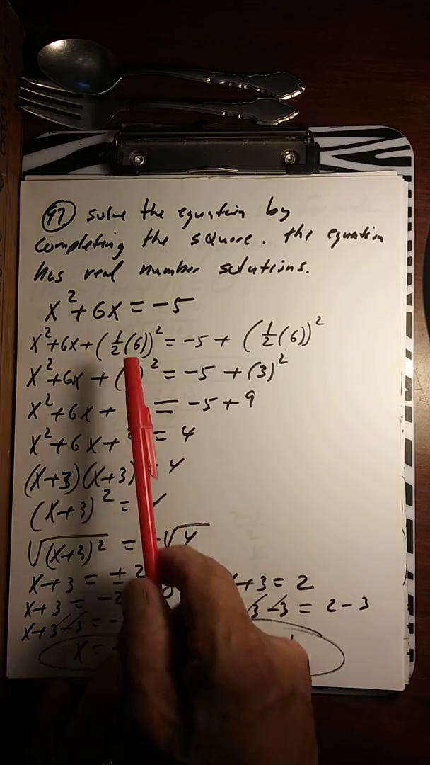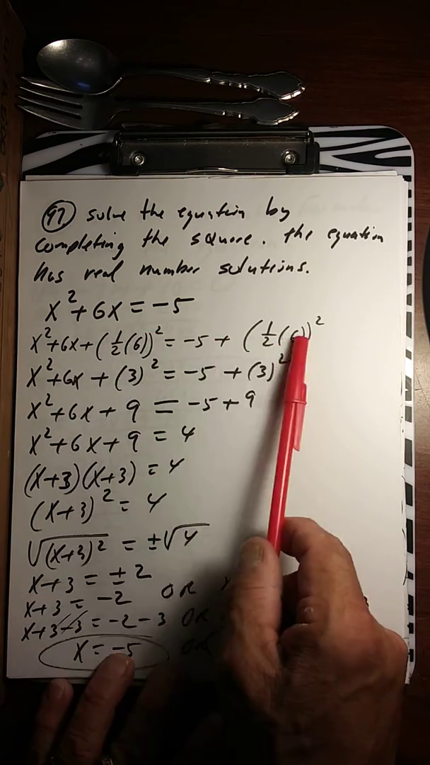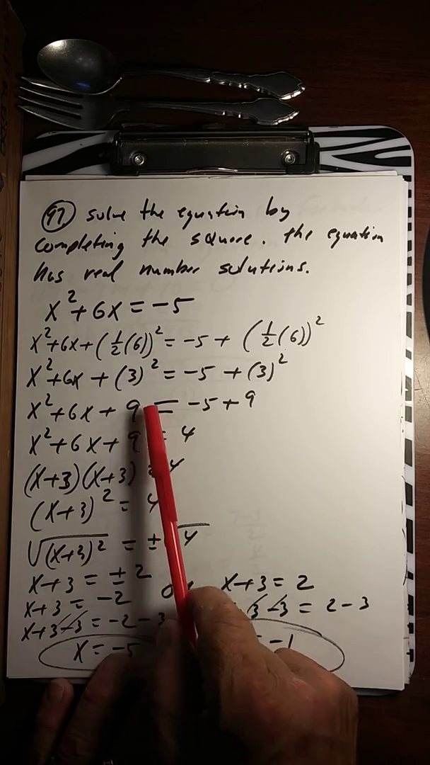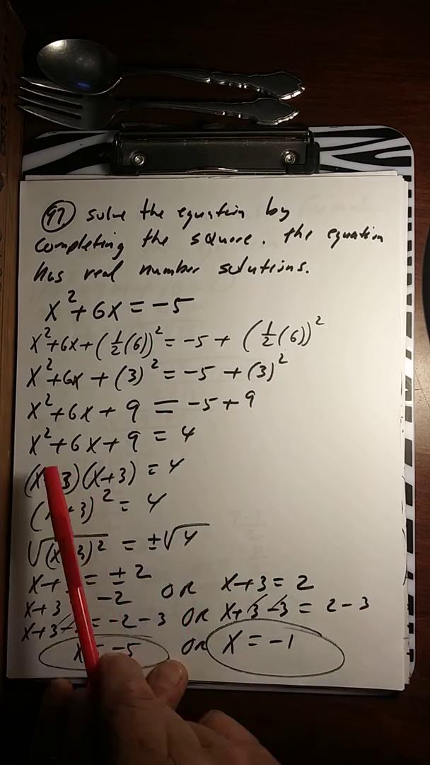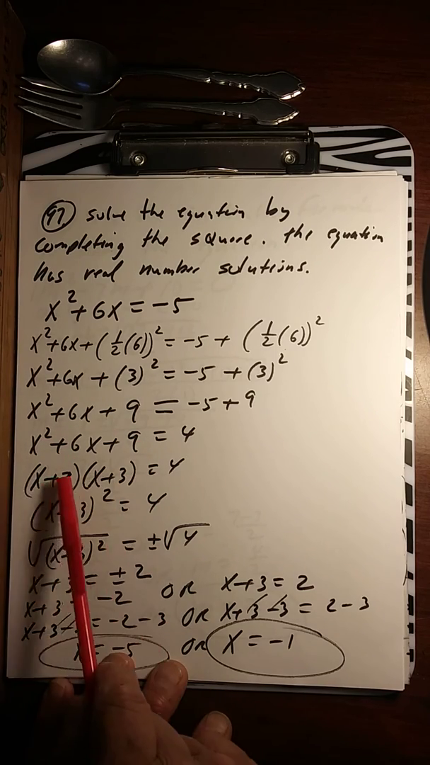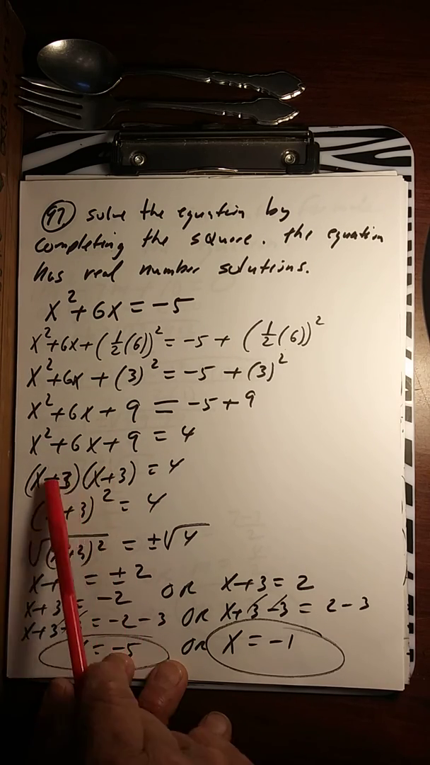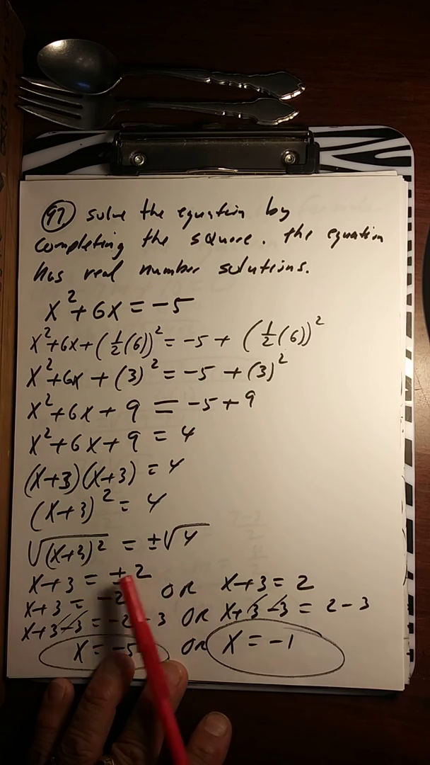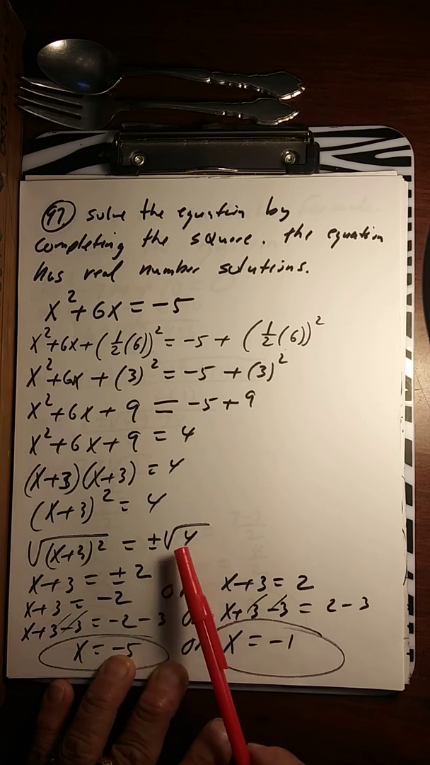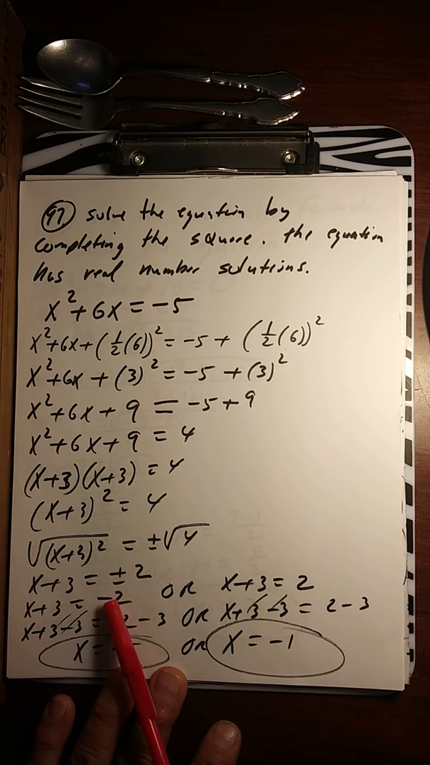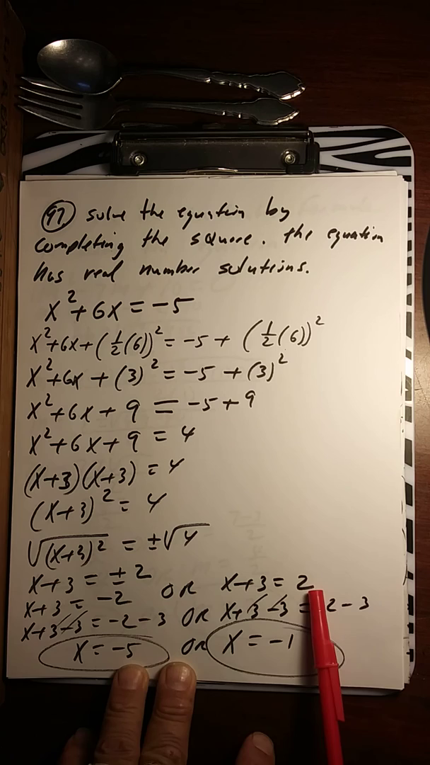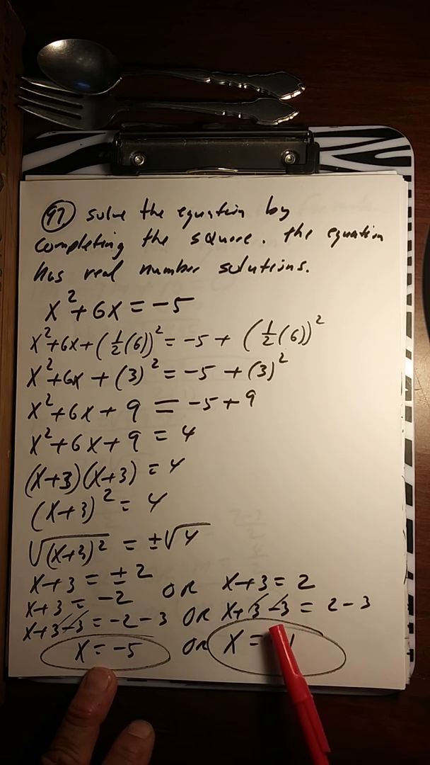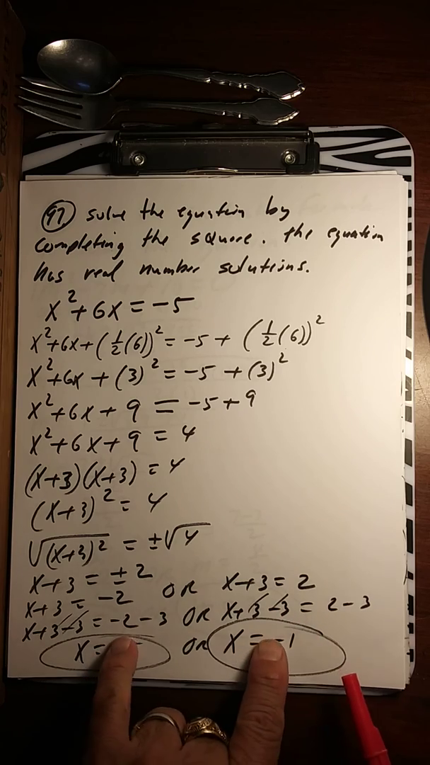Solve the equation by completing the square. So both sides, you're going to add half this number squared, half of that number. That's going to be 3 squared. 3 and 3 is 9. 9. This is going to be 4. Now this right here factors into x plus 3, x plus 3, or x plus 3 squared is that. So now 4. Square root, square root. So x plus 3 equals plus or minus square root of 4. Square root of 4 is a 2. X plus 3 equals negative 2, or x plus 3 equals positive 2. Minus 3 minus 3, so x is negative 5, or x is negative 1, right there, two answers.